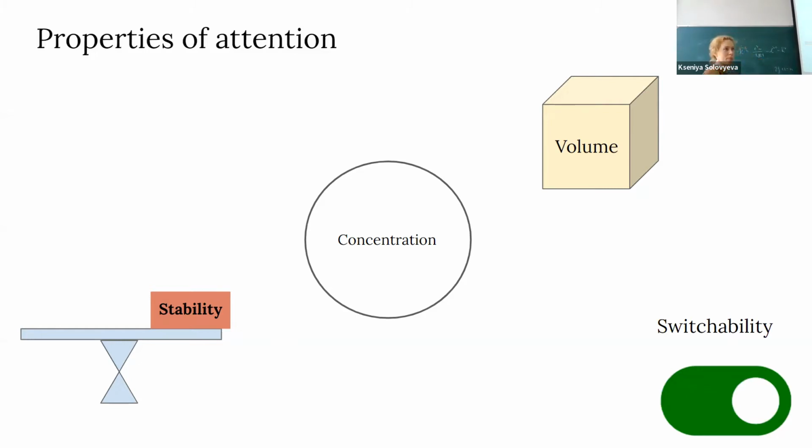It's switchability. Switchability means you can switch your attention from one object to another object. And there is a difference: when you do it with control, it's switchability, and when anything interrupts you, that's not switchability. Okay. What is the link between switchability and volume? The relation between the volume and the switchability.